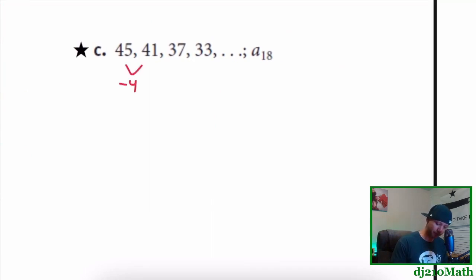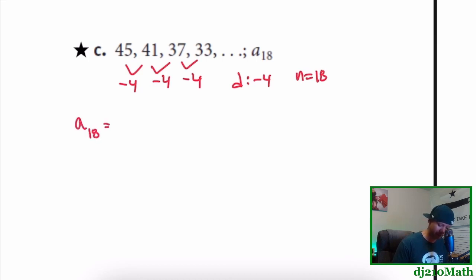Minus 4, minus 4, minus 4. So common difference is -4, and it's arithmetic. And we want n equals 18, right? We want the 18th term. A sub 18 is equal to the first term plus n, 18 minus 1, times negative 4.